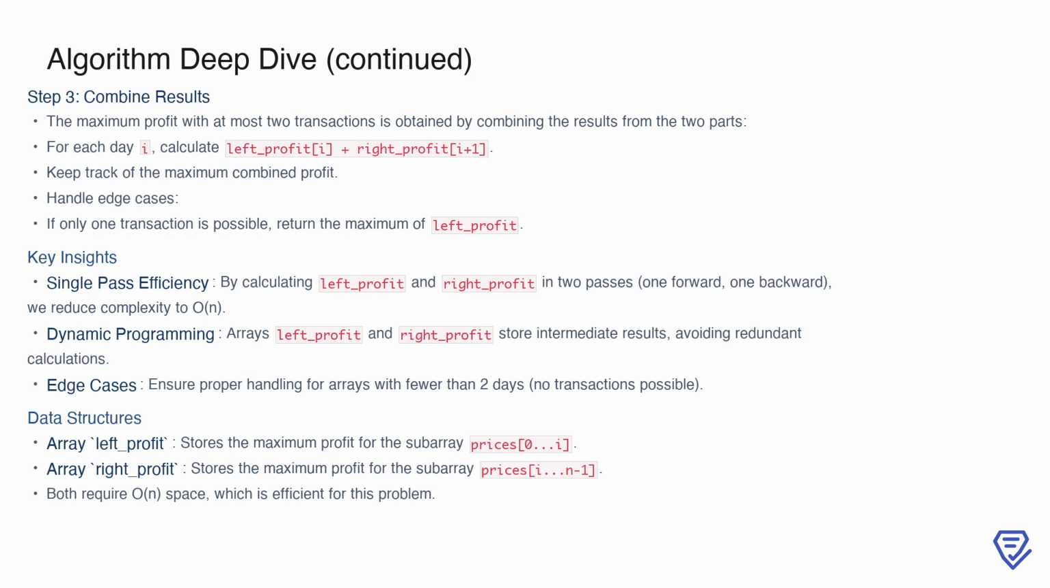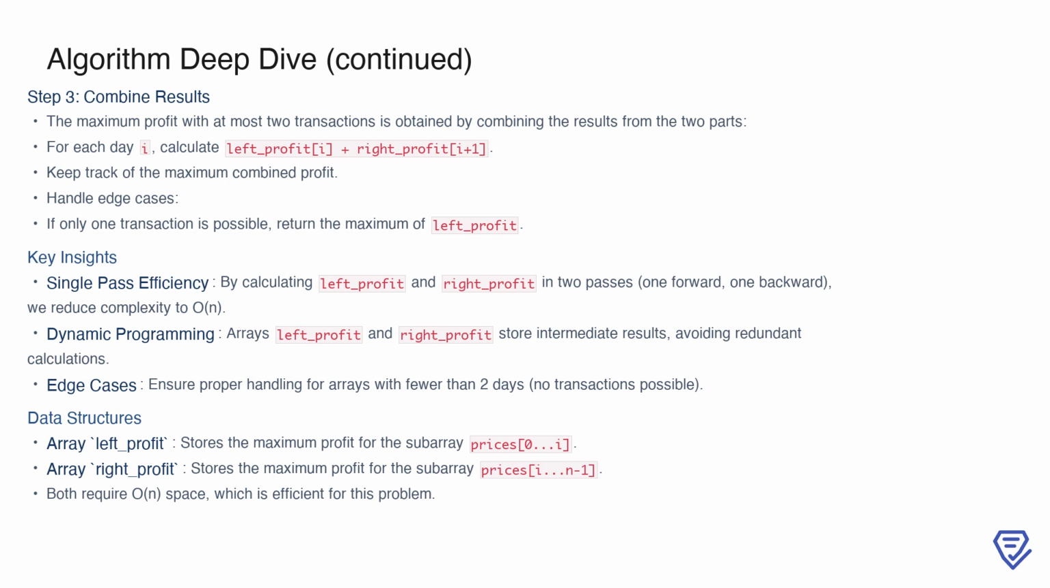This approach is efficient because it uses 2 passes over the array, 1 forward to calculate left_profit and 1 backward to calculate right_profit. The use of dynamic programming ensures intermediate results are stored, avoiding redundant calculations.